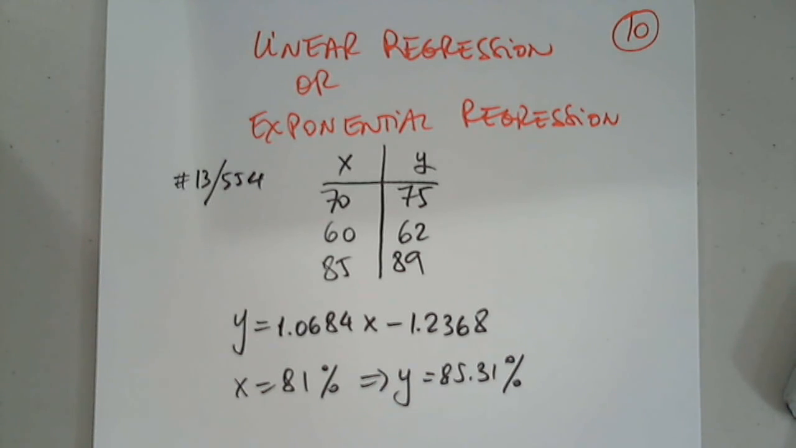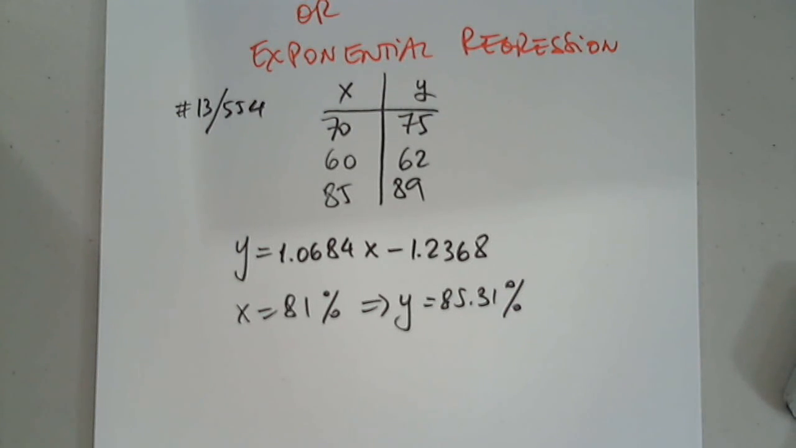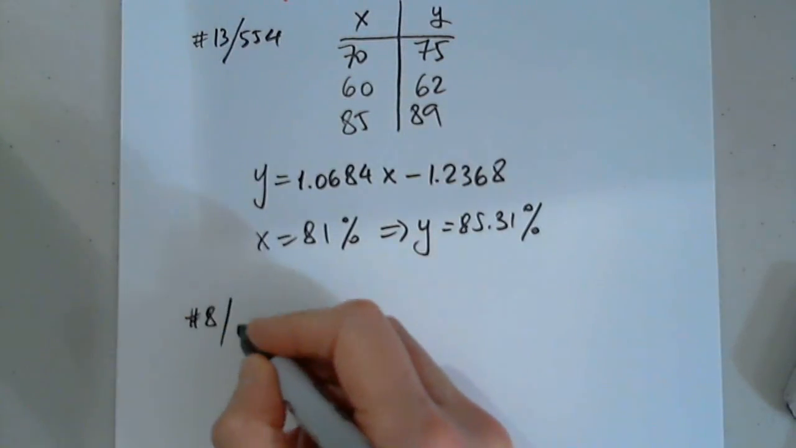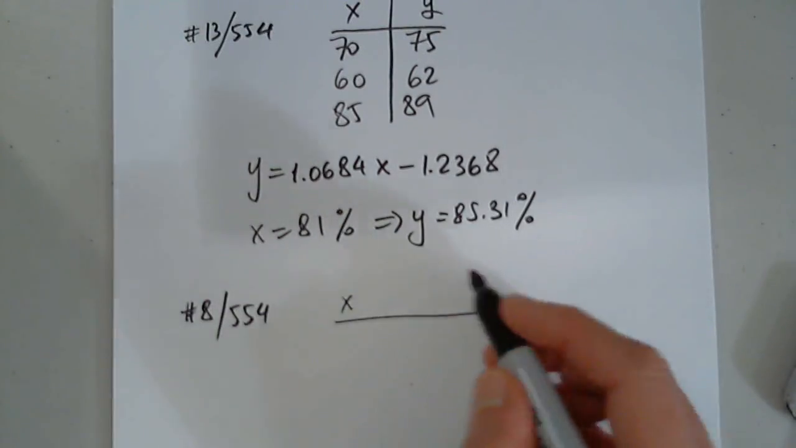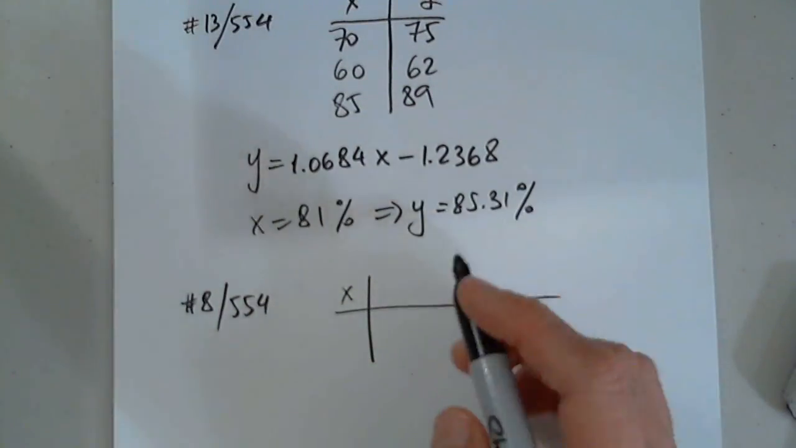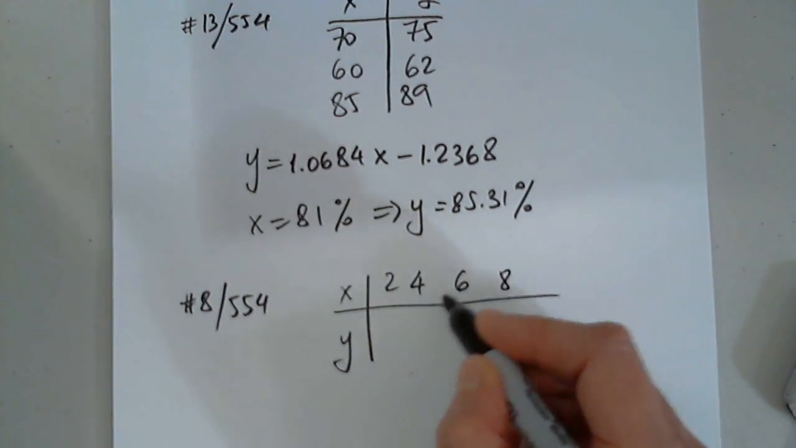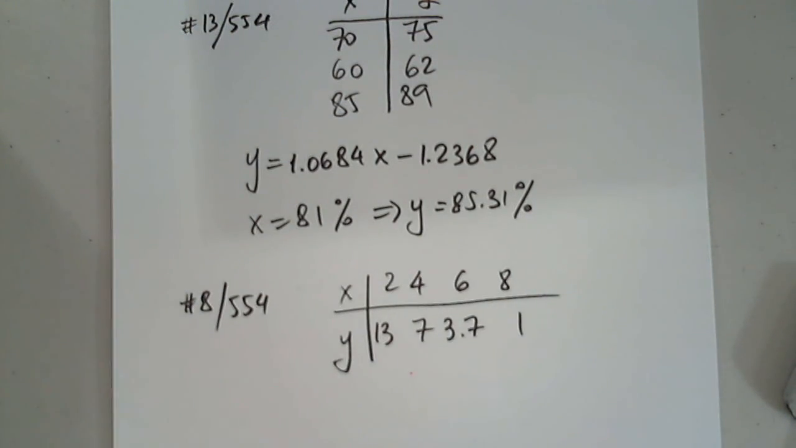So let's choose another problem. That's all I'm asking you to do. So find the exponential regression curve for each data set. Okay, so let's say problem 8 on 554. So I have X. I prefer the horizontal charts to the vertical ones. 2, 4, 6, and 8. And we have 13, 7, 3.7, and 1. So I go back. Let me share again.